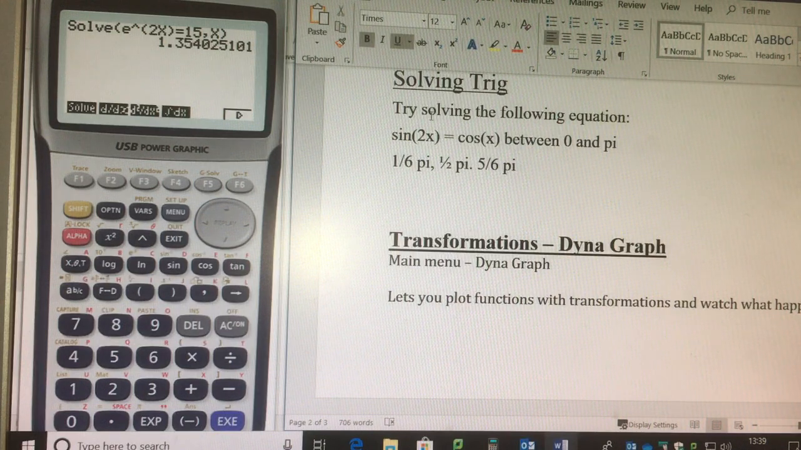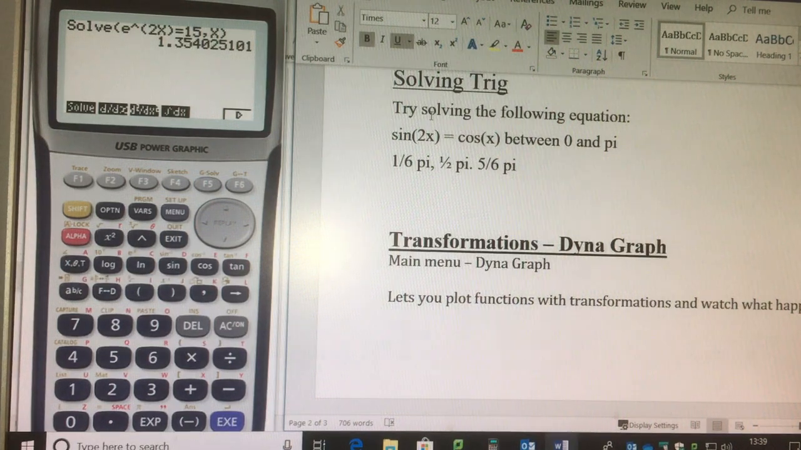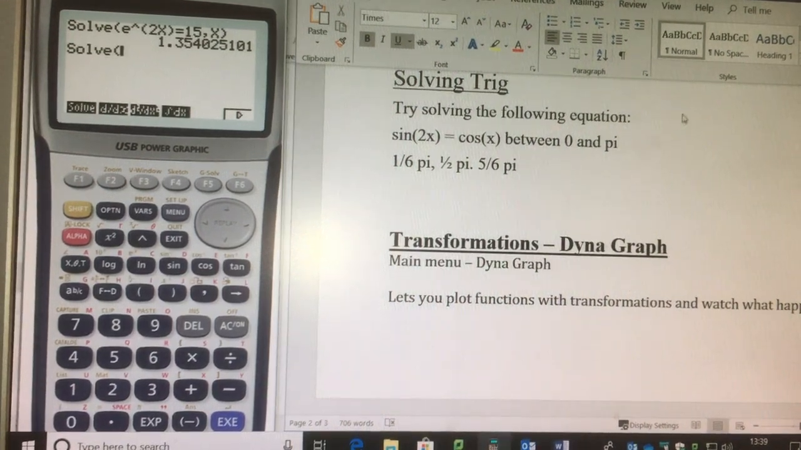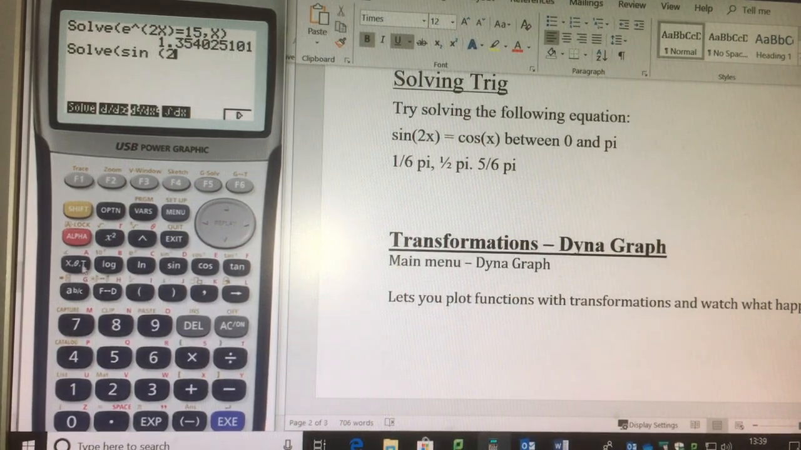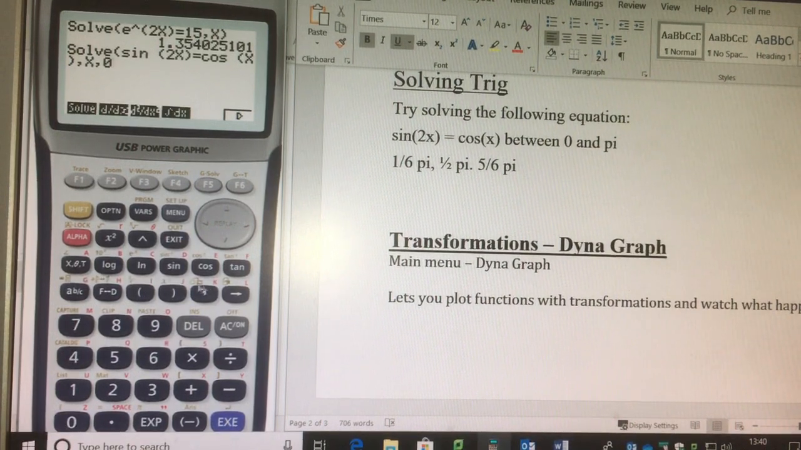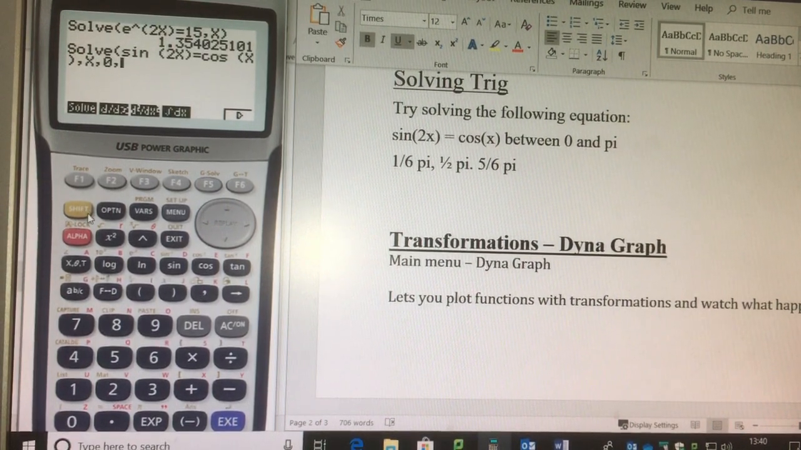So if you guys could try and solve sine 2x equals cos x between 0 and pi. This time we're going to put limits in as well. So solve sine 2x, so sine brackets 2x, shift equals, oops, I did pi, shift equals cos of x, comma, tell it x is the thing we want to solve for, and now we're going to put limits in as well. So 0 and pi: put 0 in, put pi in, you just type them after the x.